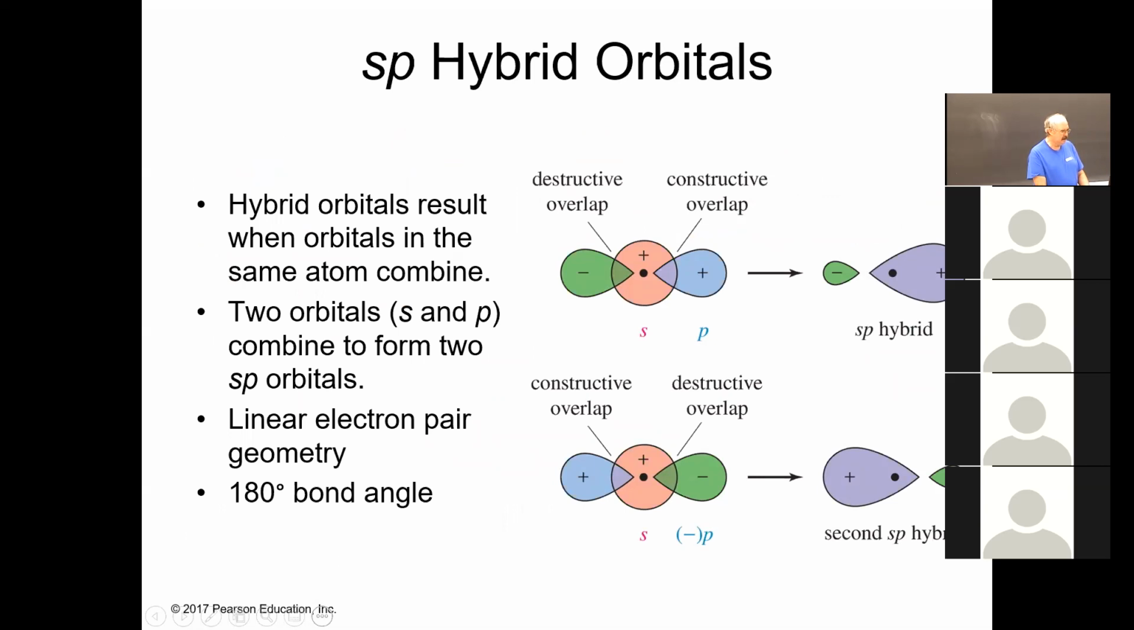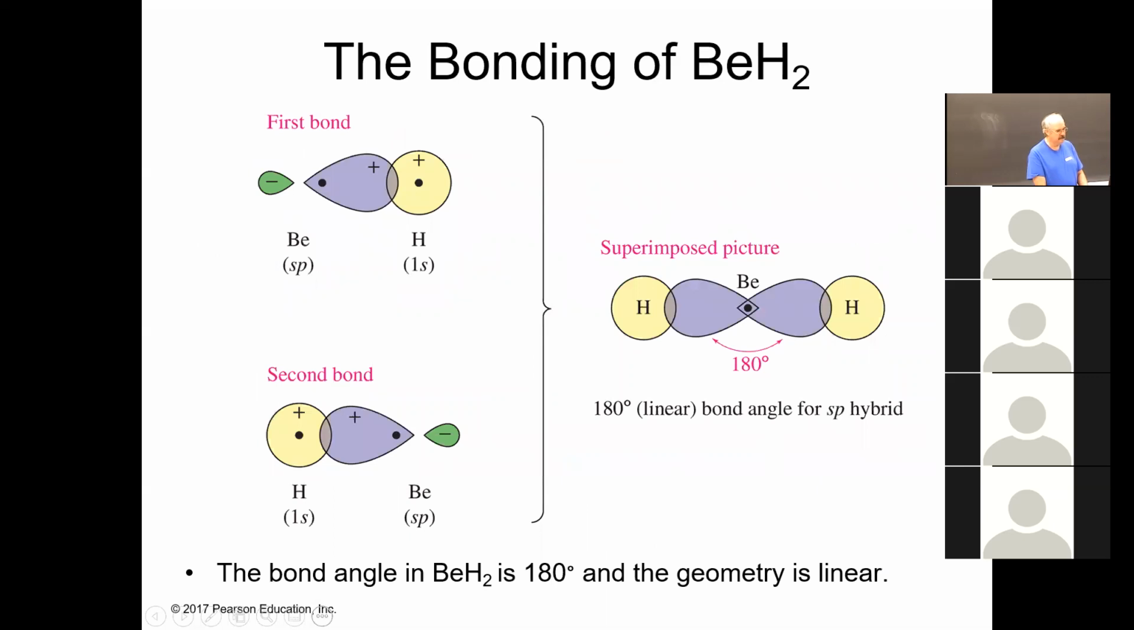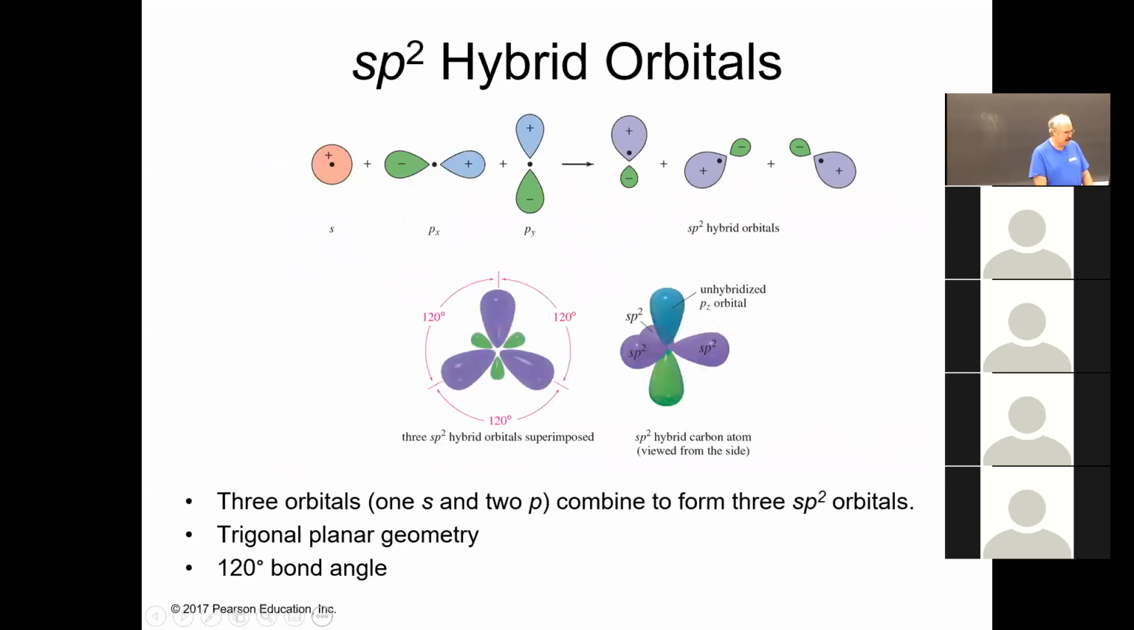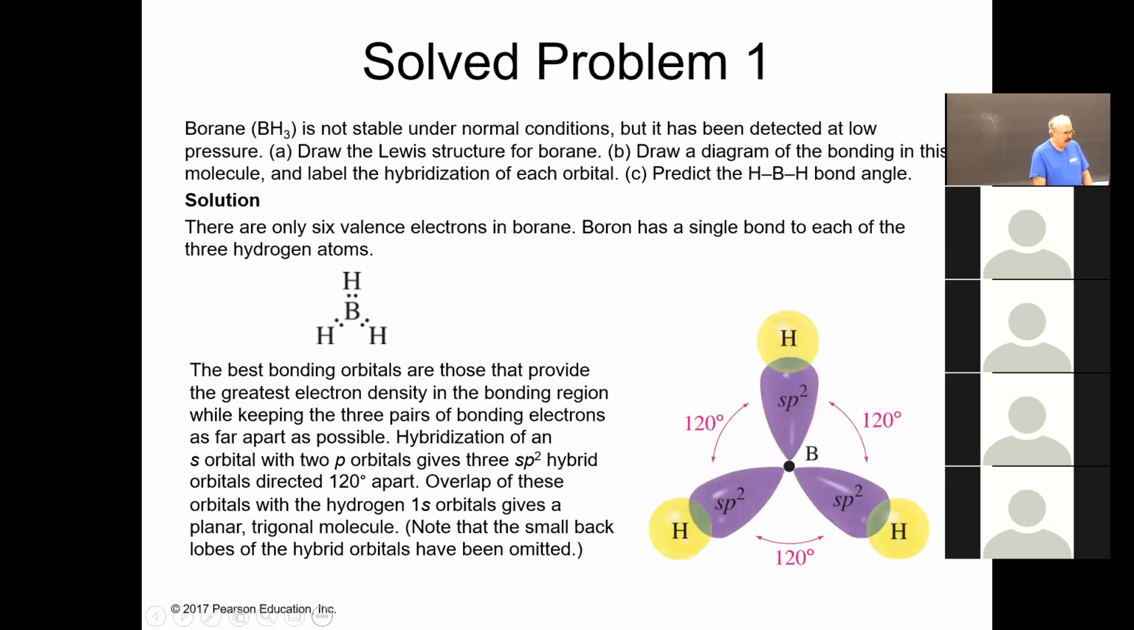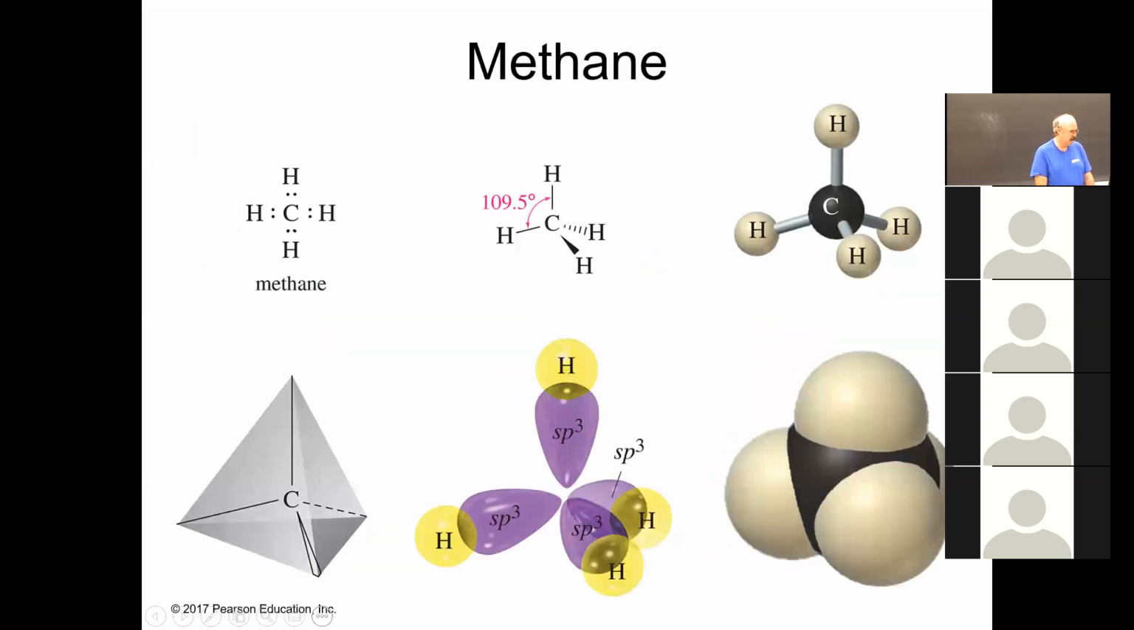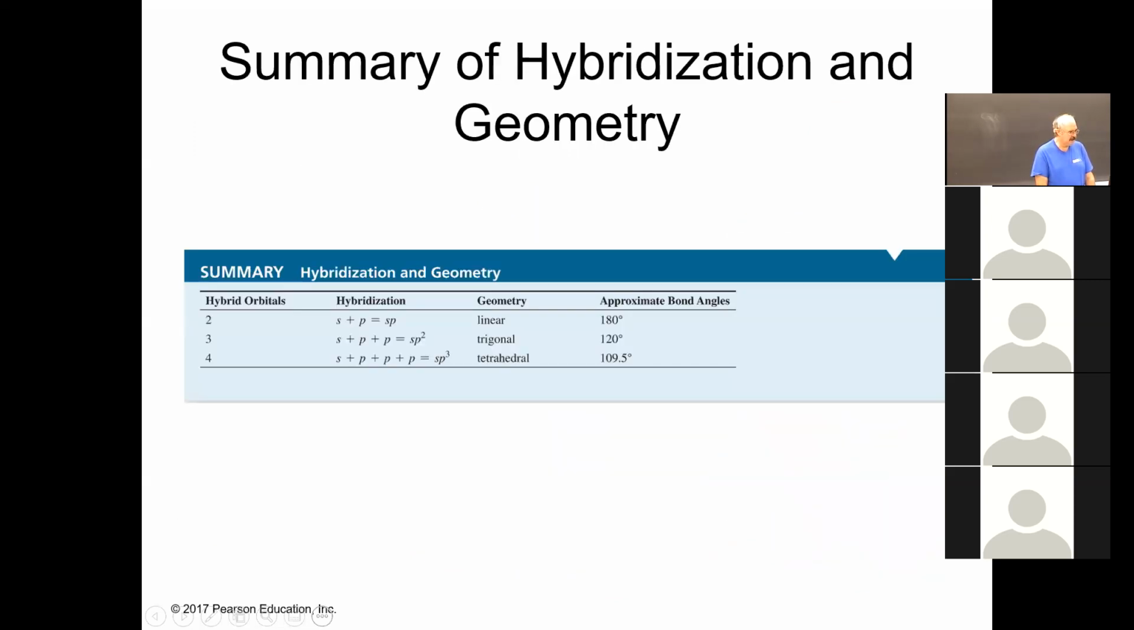An sp hybridized atom will produce a linear geometry, as in beryllium hydride, BeH2. Borane, BH3, would have a trigonal planar geometry. There's no lone pair on boron. It does not have an octet. Methane is an example of an sp3 hybridized atom. So this is a summary. The main thing I want you to be able to understand is to associate a hybrid with a shape.